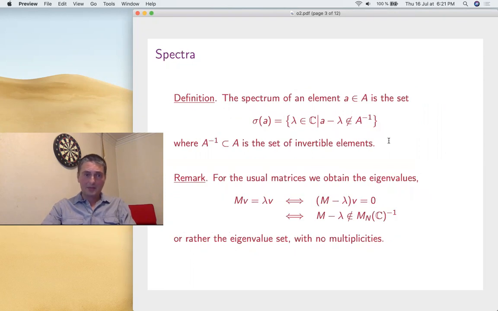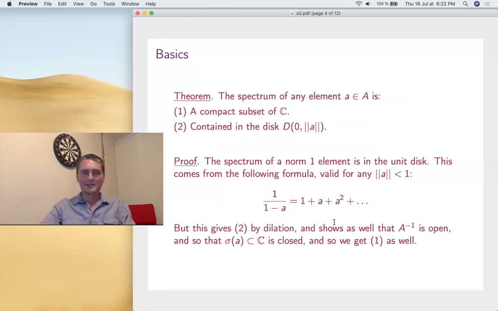Now, what we want to do is to speak about eigenvalues. So let's define the spectrum of an element A to be the complex numbers lambda such that A minus lambda is not invertible. Lambda means, of course, lambda times 1. For the usual matrices, you obtain the eigenvalues, because Mv equals lambda v is the same as M minus lambda being not invertible. There is one subtlety, however: for matrices you compute the eigenvalues with multiplicities, while here it is just a set, the set of eigenvalues without multiplicities. So we study this set.